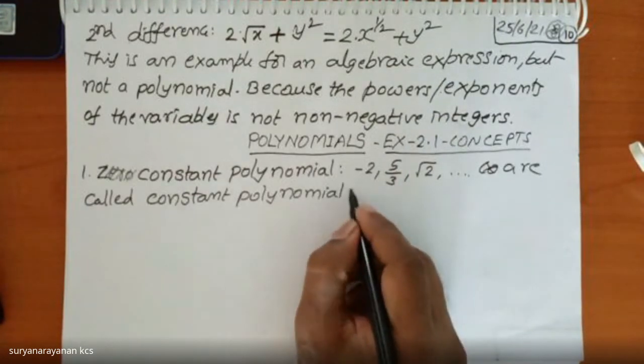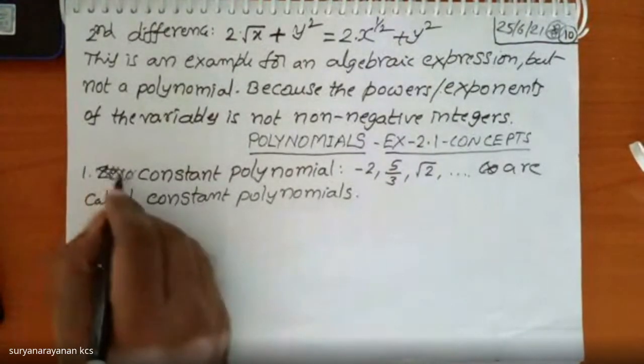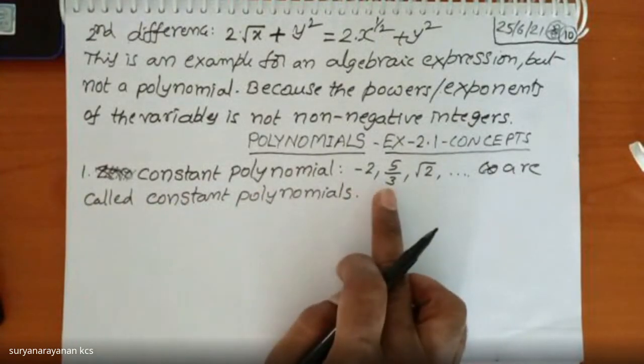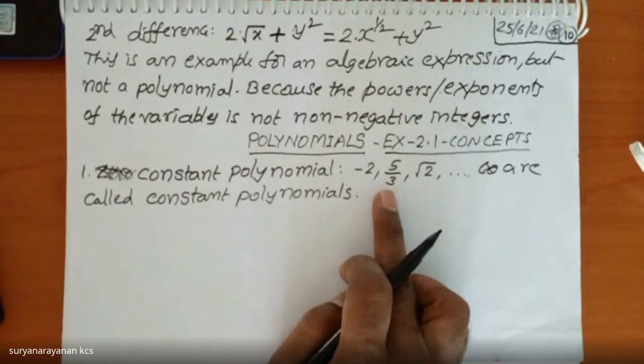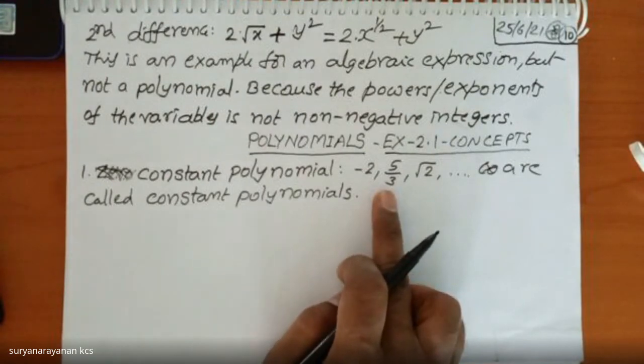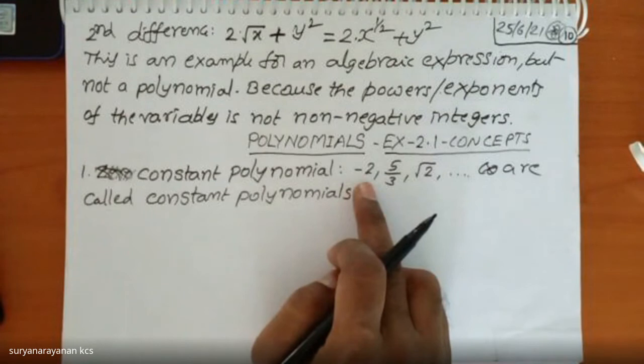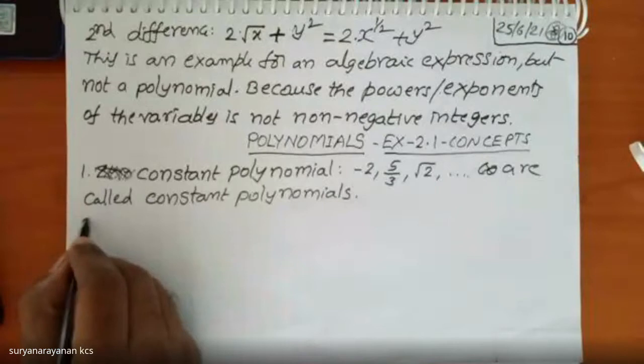Constant polynomials. This is about constant polynomials. Okay. Do you remember this point? What is meant by constant polynomial? Do you remember this point, my dear children? In a polynomial, there will be one and only one term, that is a constant term only. No variable will be there. That kind of polynomials are called constant polynomials.